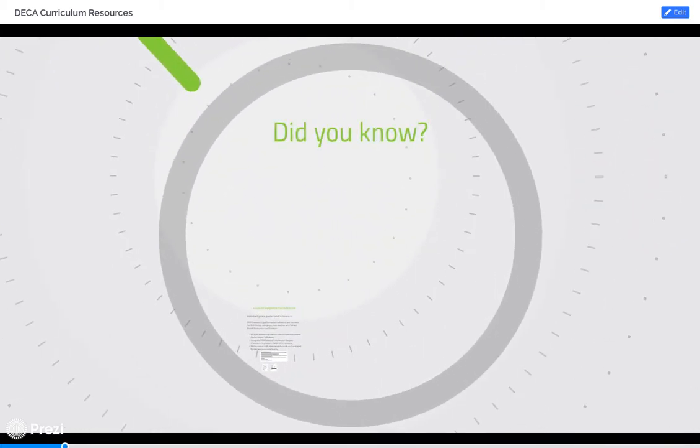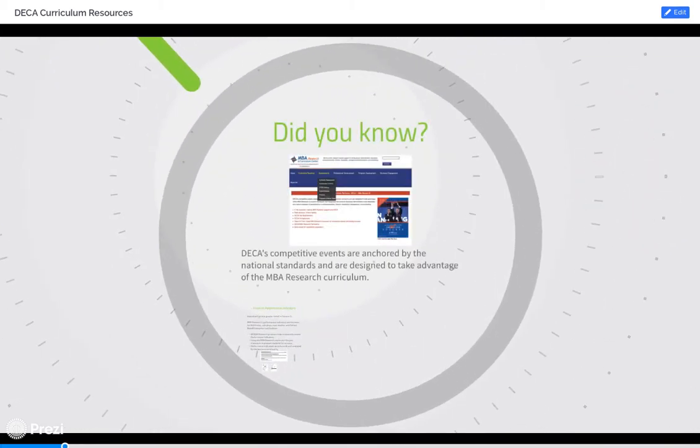All right, let's get started. Did you know, this is going to go in order with the objectives that I stated earlier on, that DECA competition events are anchored by the national standards and are designed to take advantage of the MBA research curriculum. Let me put that in everyday language. MBA research is what you should be using in your classroom, and it goes hand in hand with DECA competitions.